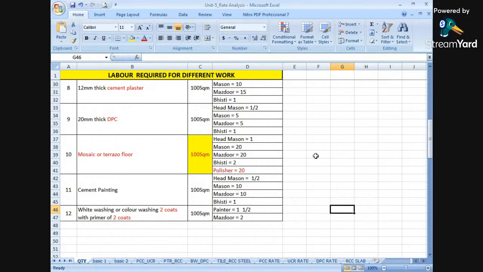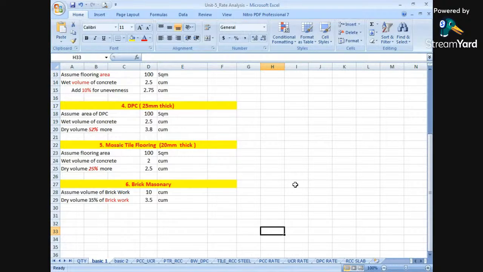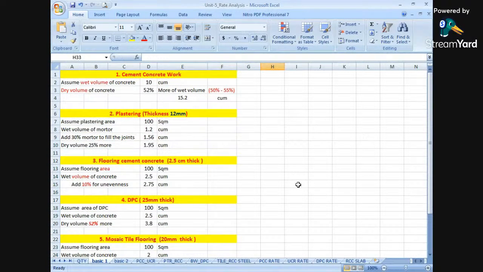We have divided the different types of work into 12 different categories, and these are the 12 serial numbers. We have found out how many different manpower are required for executing a particular type of work, which has been measured in cubic meters or in square meters. Okay. Next, very important is while finding out the different quantities.